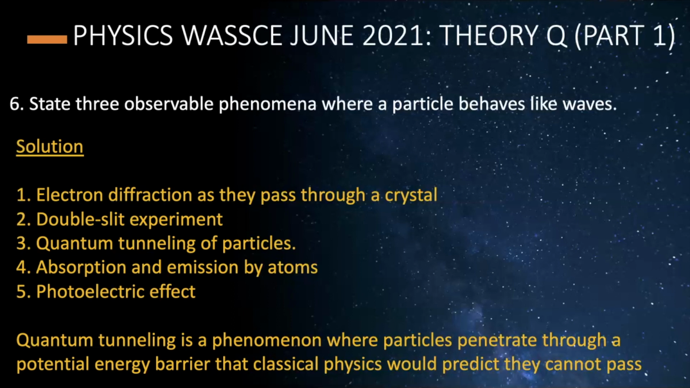There is absorption and emission by atoms. Absorption and emission. If you remember your chemistry days, you did a lot of energy levels. When an atom absorbs energy, an electron goes to a higher energy level. When it loses energy, it goes down to a lower energy level. That explains absorption and emission. That behavior as well, we attribute to wave-like behavior.